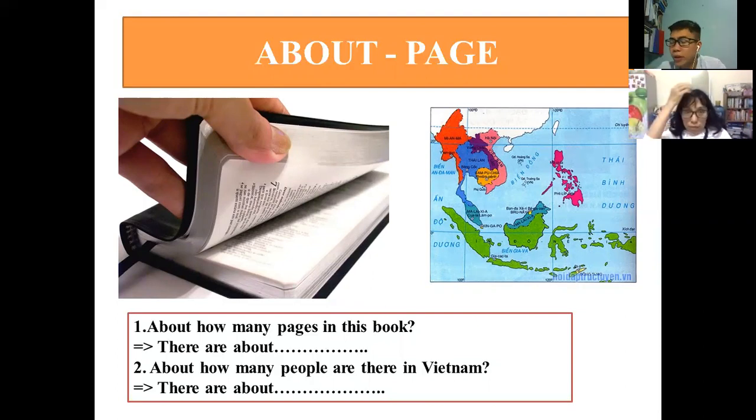About how many people are there in Hanoi? There are about 7 million people in Hanoi. Wow, it's a lot. Because, you know, in another city, there are about 1.5 or 6 million people. Hanoi has about 7 million people.